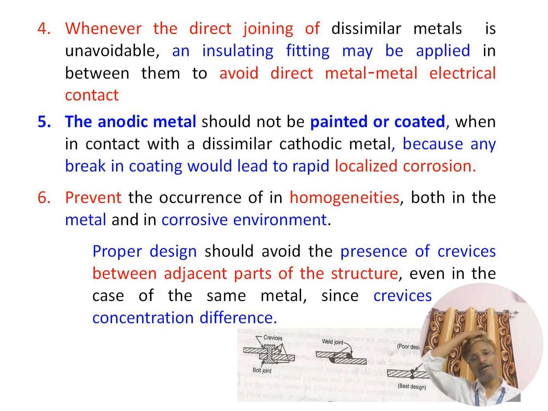Another one, we have to maintain the homogeneity, which is already explained. Another important thing, metal contact should be avoided. Metal contact should be avoided means, suppose there is a condition to join metal to metal, in that case you can use an insulator in between the metals.